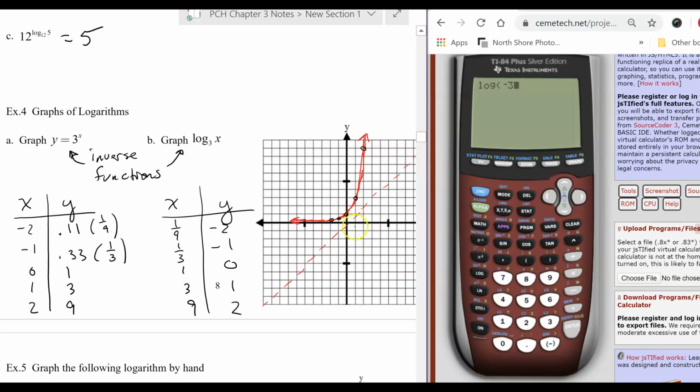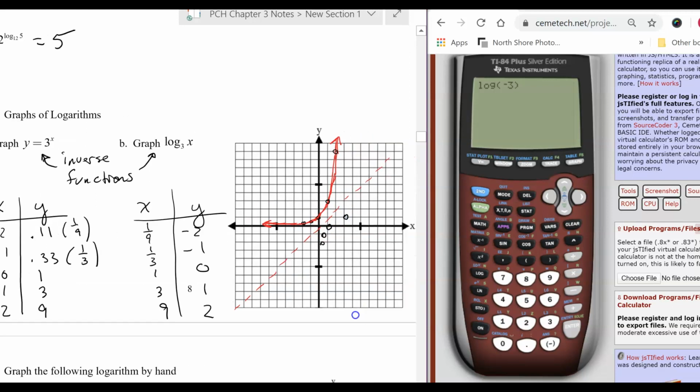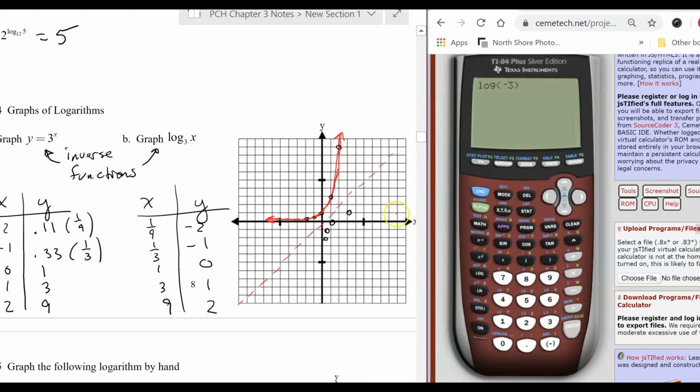So I have 1/9, -2, and 1/3, -1. Let's fix that point there. 1/9, -2, 1/3, -1. Kind of estimating there. 1, 0, 3, 1, and then we're going to have 9, 2 over here, and we'll go ahead and sketch in a smooth curve for that, and it should look something like this.